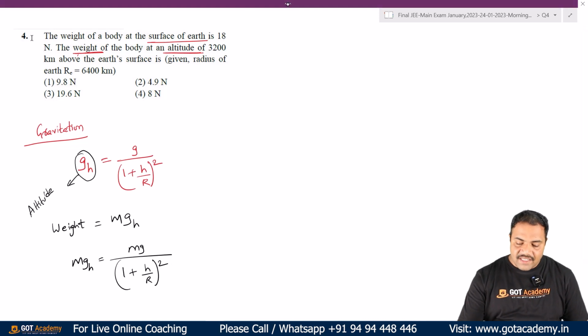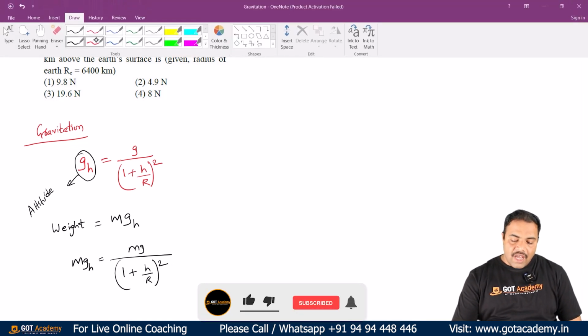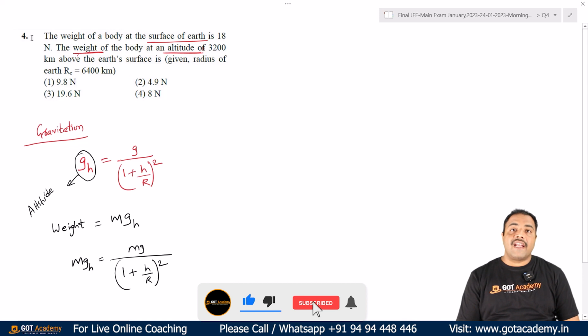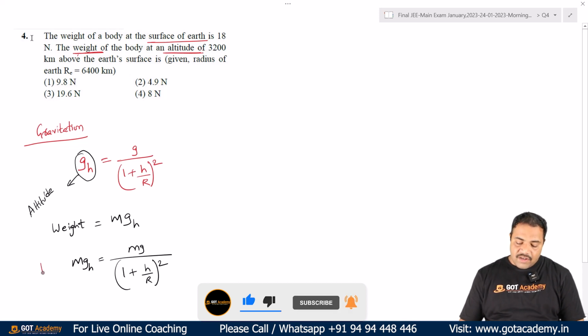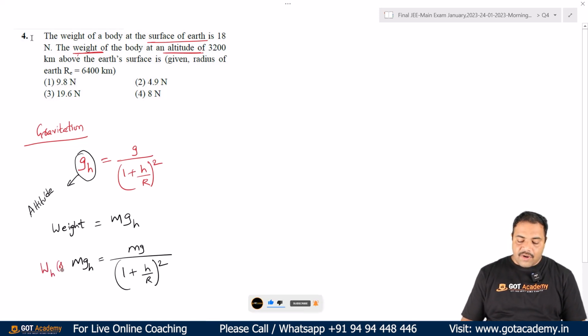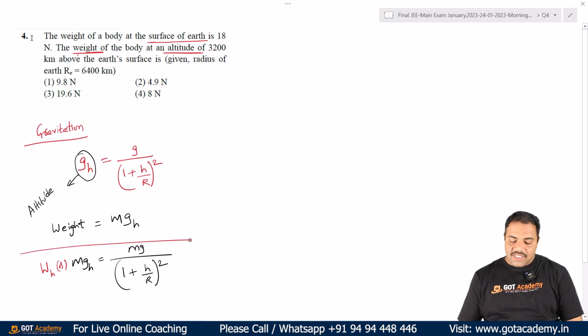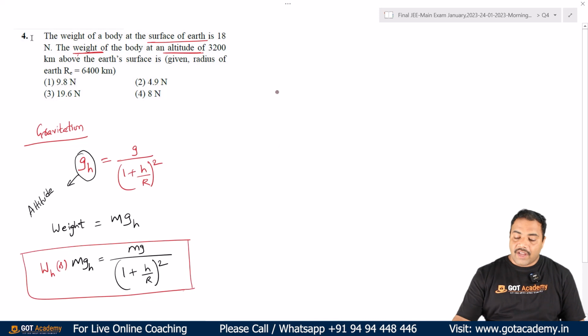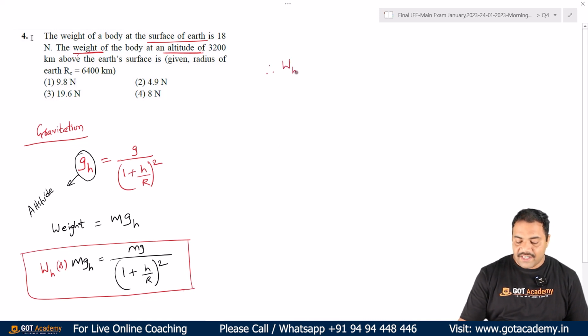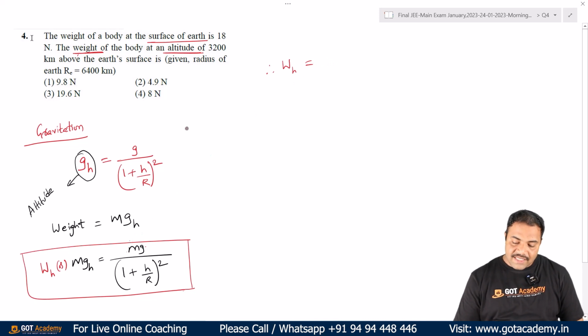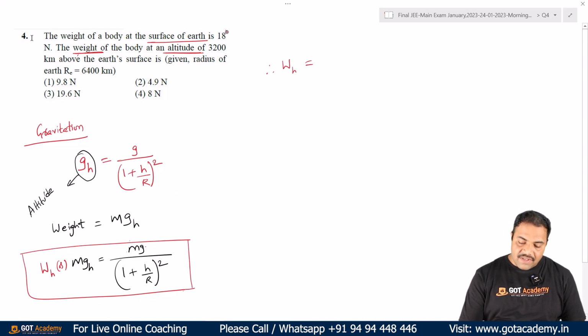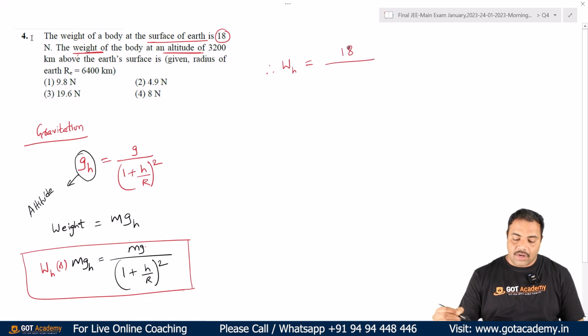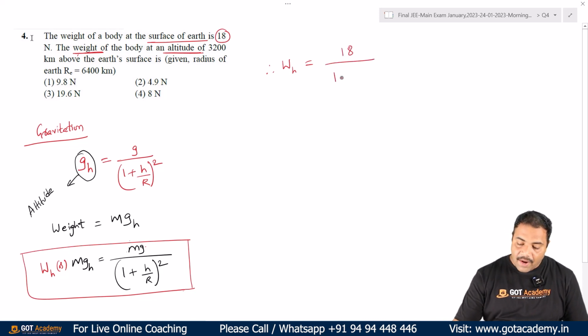So now this m into g_h is what we have to find out, because it is the weight of a body at an altitude, meaning at a height h. So simply substitute the data that was given, then you will get the right answer. Therefore W_h is equal to, what was given here, m into g. It was already given that it is 18 Newton. So directly let me write here 18 Newton, divided by 1 plus h.